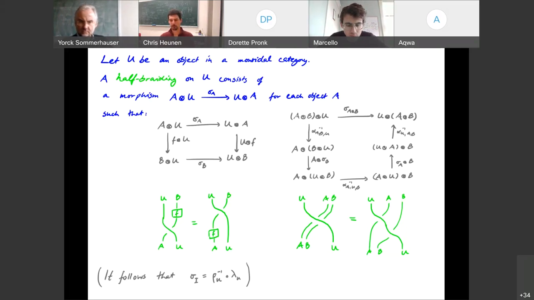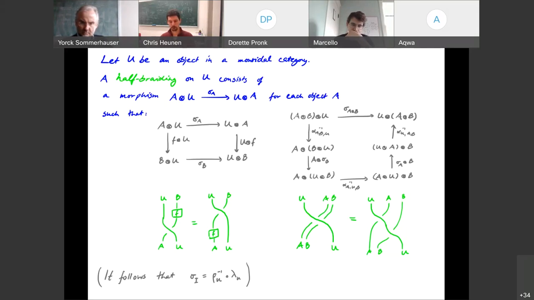And that satisfies this diagram on the right that says that the half braiding cooperates with the associator, in the sense that, again, if I have two objects A and B, I can consider them together as one object A tensor B. I can swap that with the U, or I can do it in two stages. First swapping with the B and then swapping with the A. So these are the requirements I put on a half braiding.